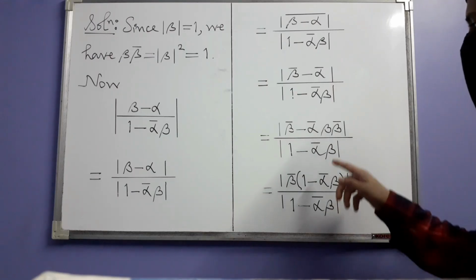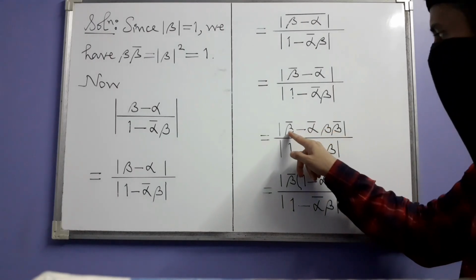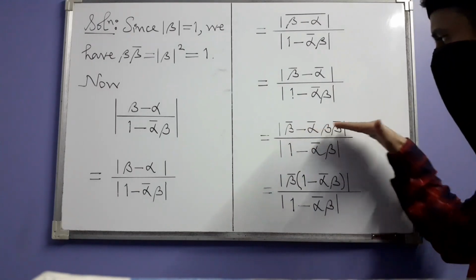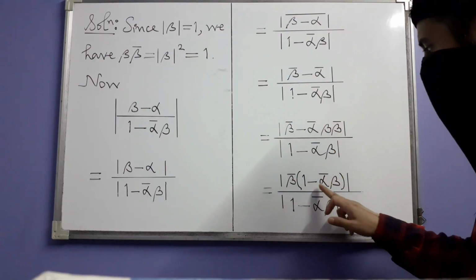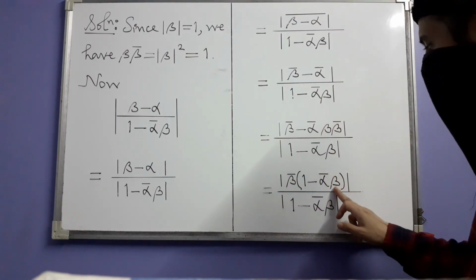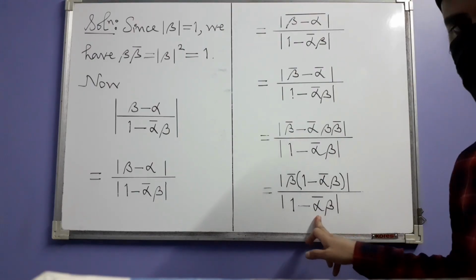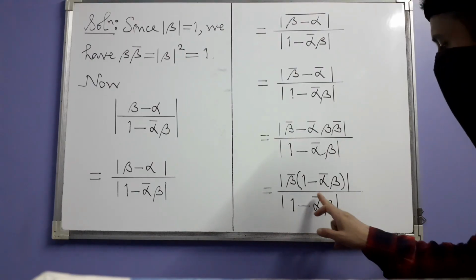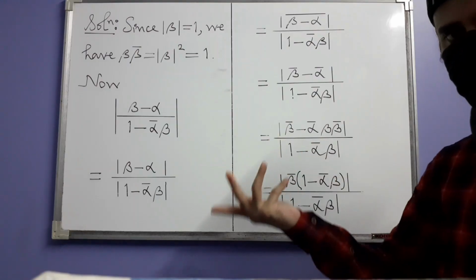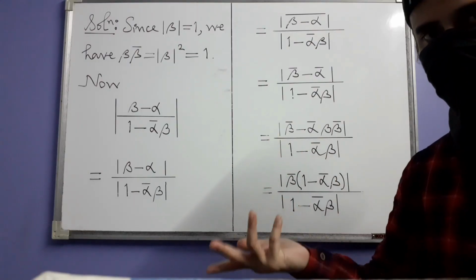So we have written this beta bar without any problem because it's ultimately 1. And then you see in the next step that you can take beta bar common out in the numerator, and that leaves you with 1 minus alpha bar times beta. So you see that the exact same thing you have as your denominator also, 1 minus alpha bar times beta, but there are a few steps. We should not rush for the end.